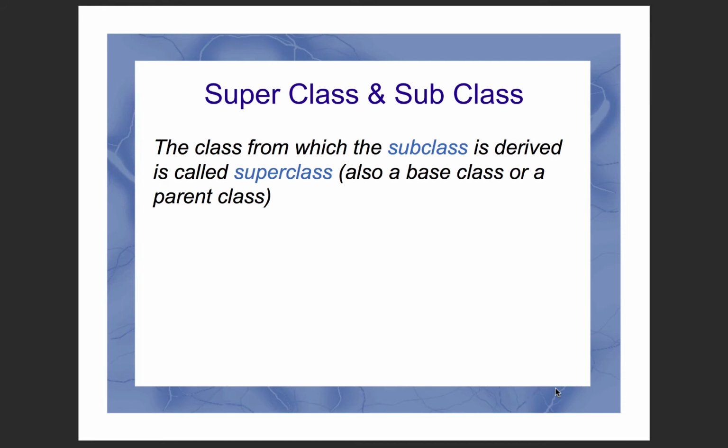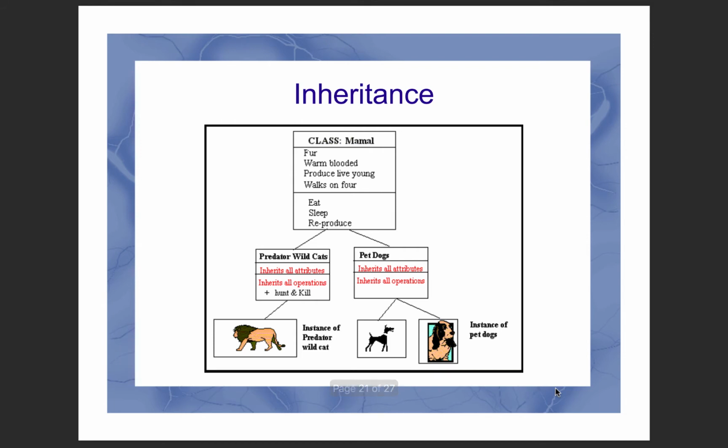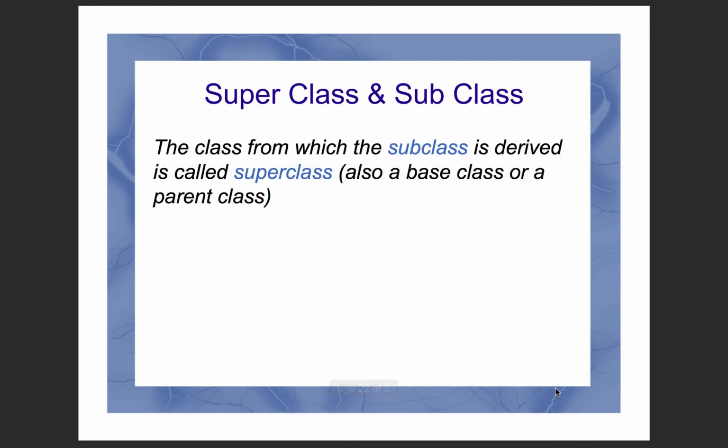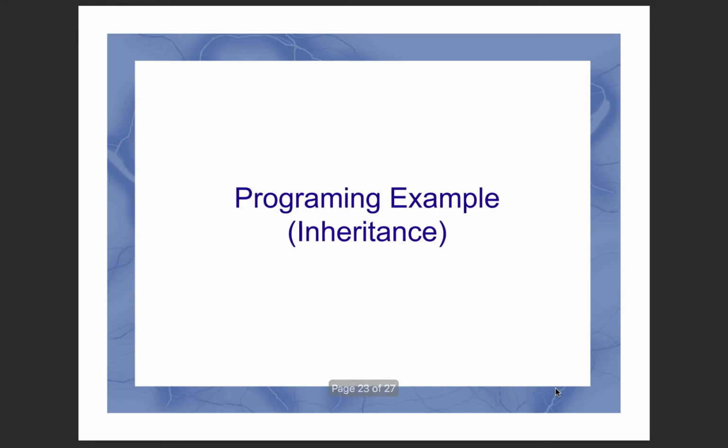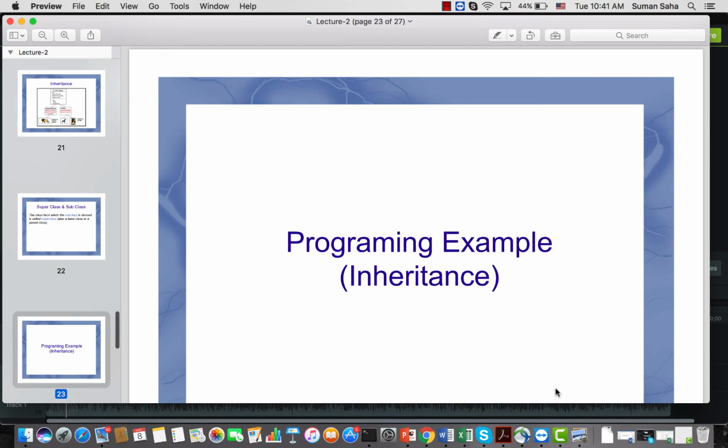So superclass and subclass. We have seen that the mammal is a superclass, and wildcats and pet dogs are the subclasses. So the definition is: the class from which a subclass is derived is called the superclass, also called base class or parent class. The subclass is the child class that basically adopts all the characteristics from the superclass. So these are the two different classes. Let's see some programming examples of inheritance.